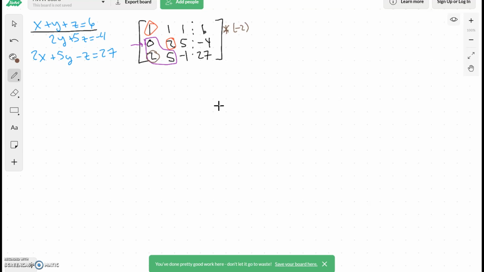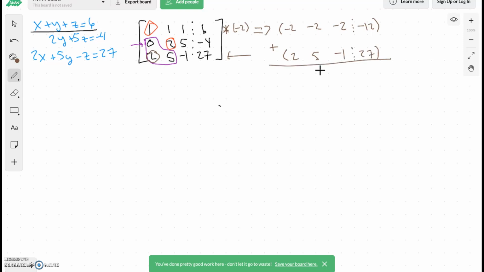So I'm going to take my first row and multiply it by negative 2, and what am I going to get? So I'm going to get negative 2, also another negative 2, another negative 2, and then I'm going to get a negative 12, okay? And then I'm going to add it to my bottom row, right? Because this is the one that I want to get rid of. So I'm going to just copy paste this 2, 5, negative 1, and positive 27, okay?